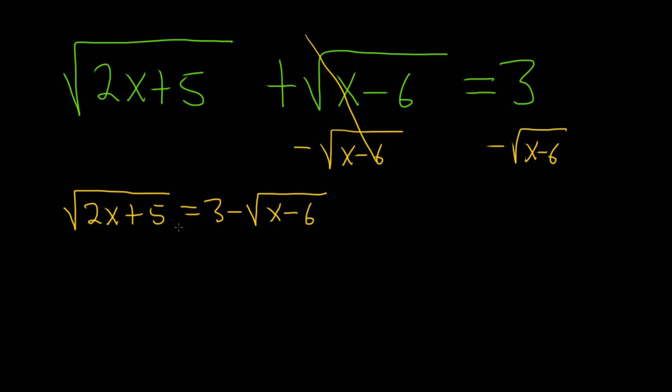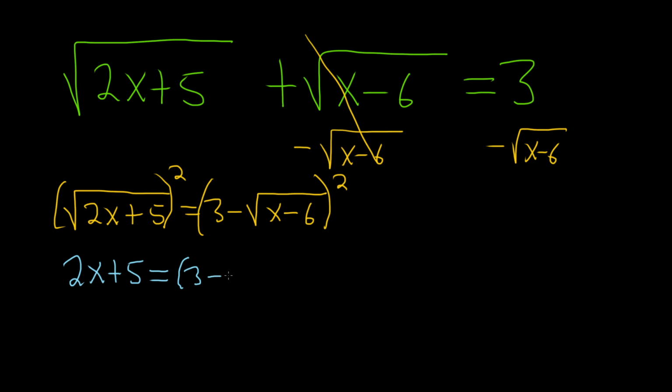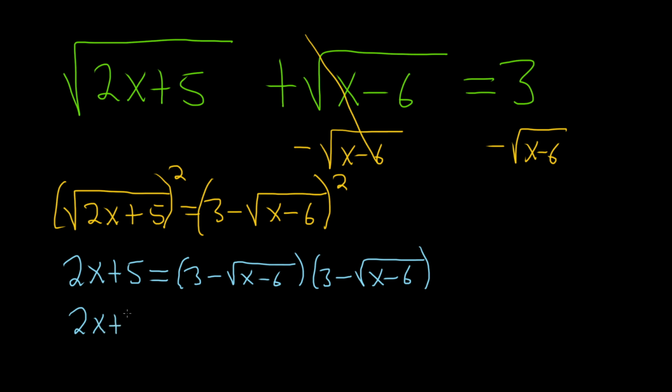Okay, so now we're ready to get rid of the square roots, or at least the square root on the left. So we'll square both sides. On the left, we're left with 2x plus 5. And on the right side, one way to do it is that whenever you see a square, just write it twice. So 3 minus the square root of x minus 6, and then just write it again, 3 minus the square root of x minus 6. Good stuff.